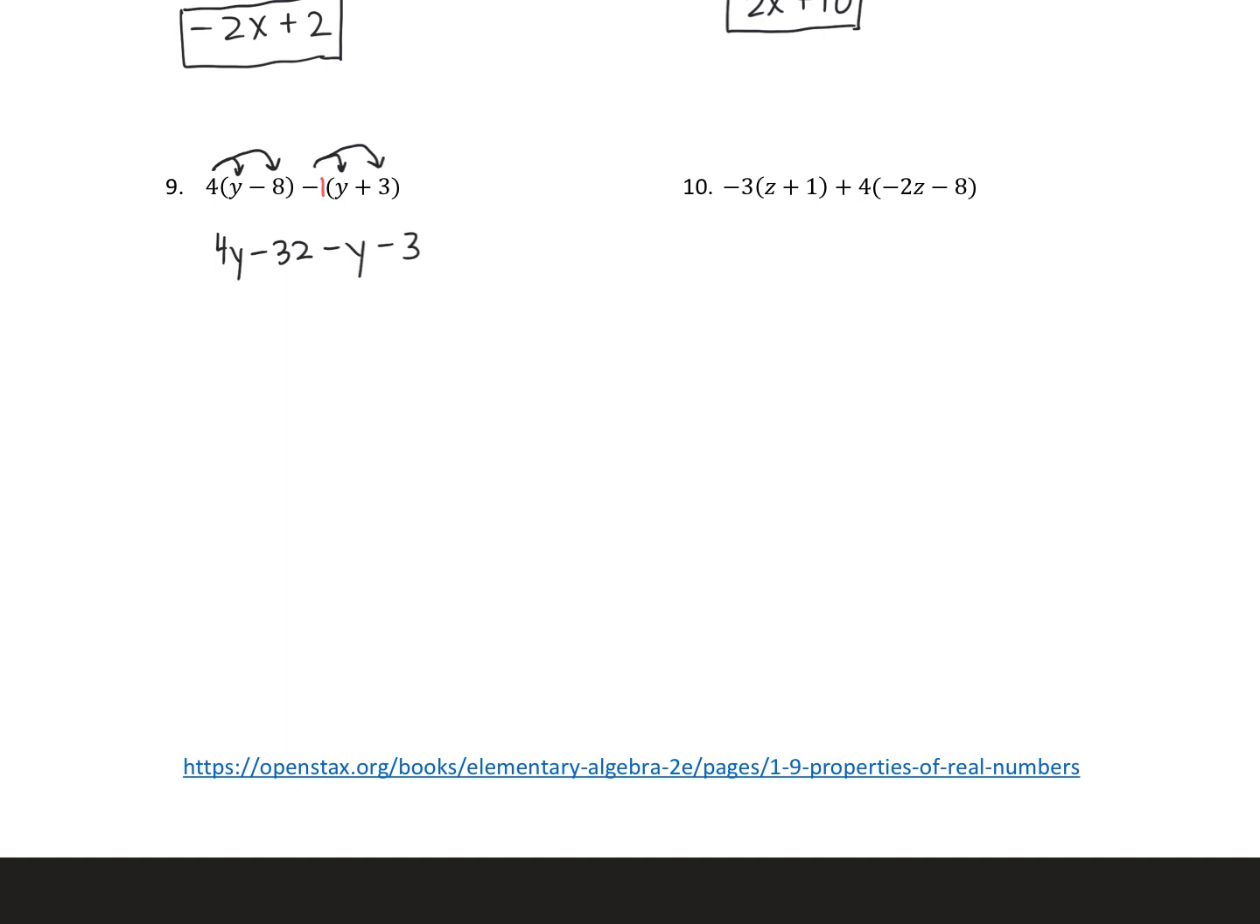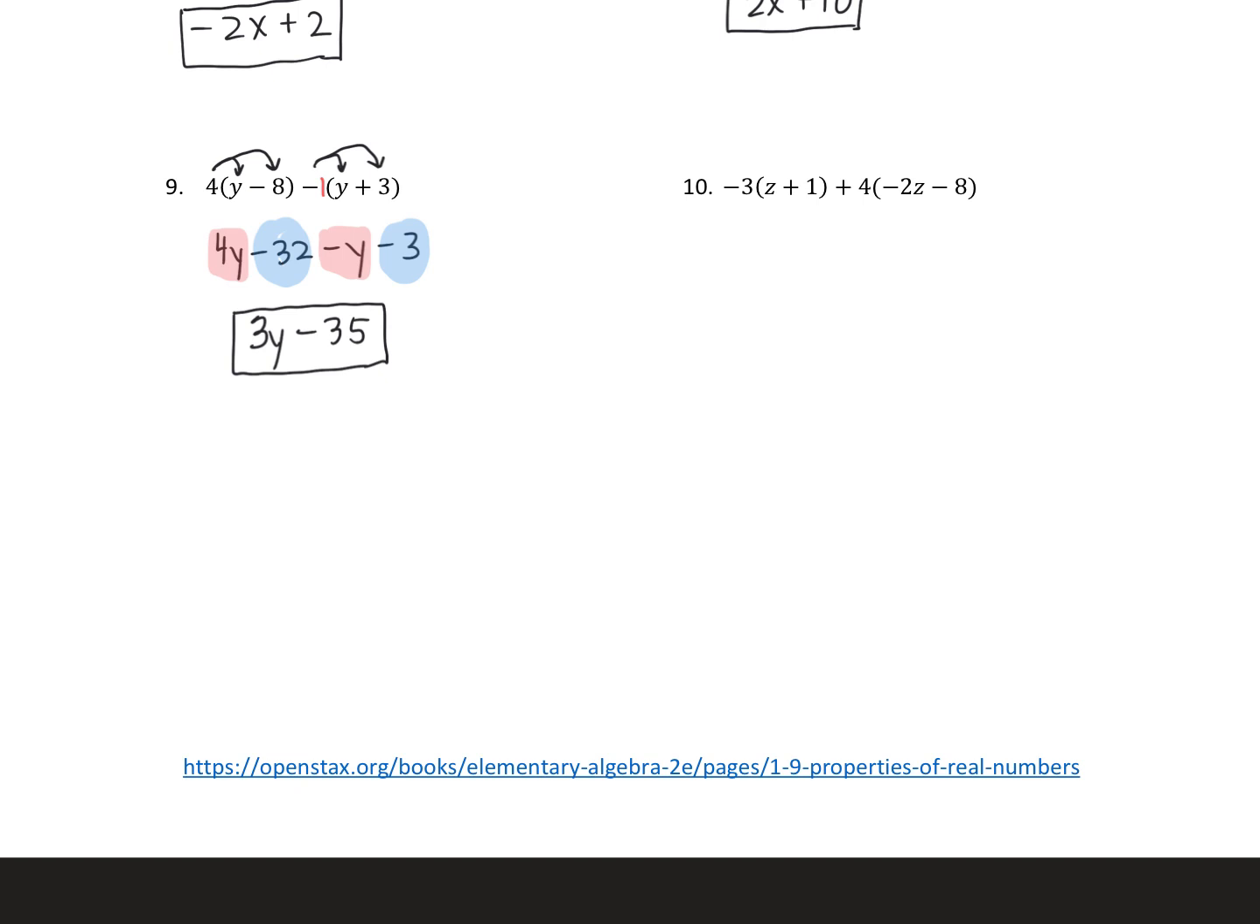So we're now going to look for like terms. So we have 4y and negative y. Those are both like. And then we also have negative 32 and negative 3. Those are like. So 4y minus y is 3y. And negative 32 minus 3 is negative 35. Those are not like terms, so that's as far as we can go.